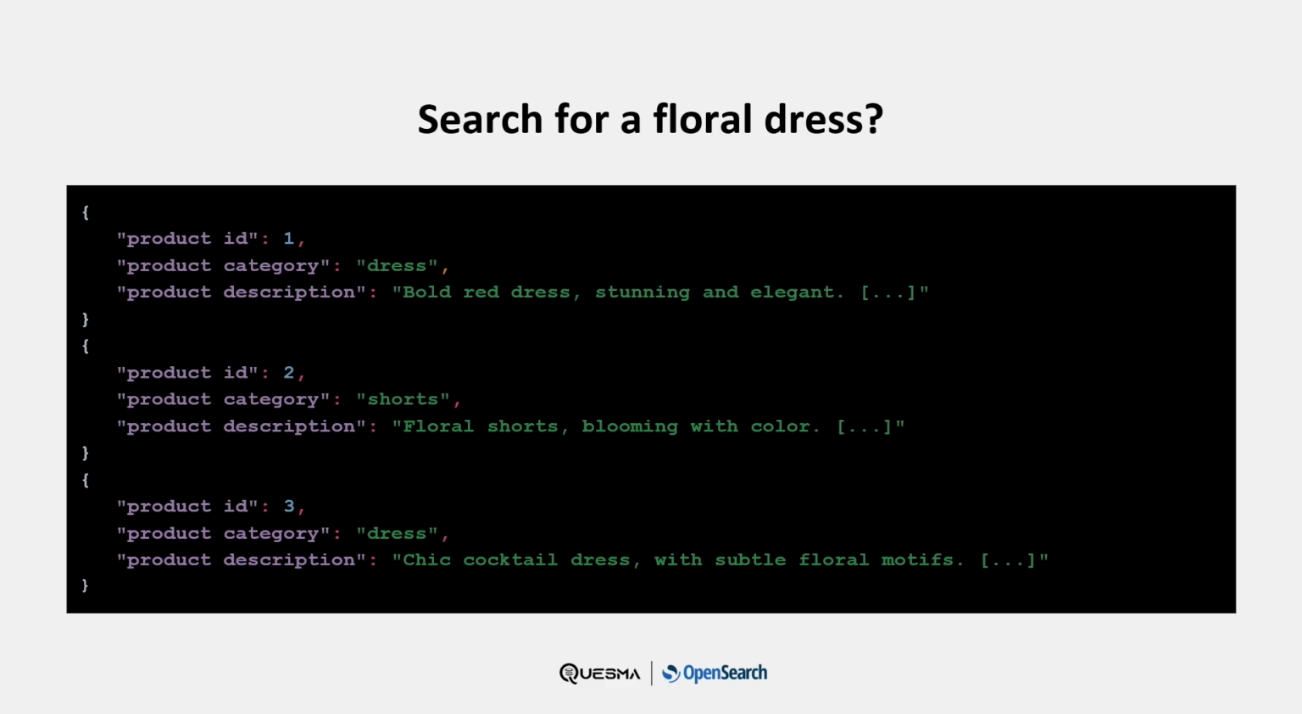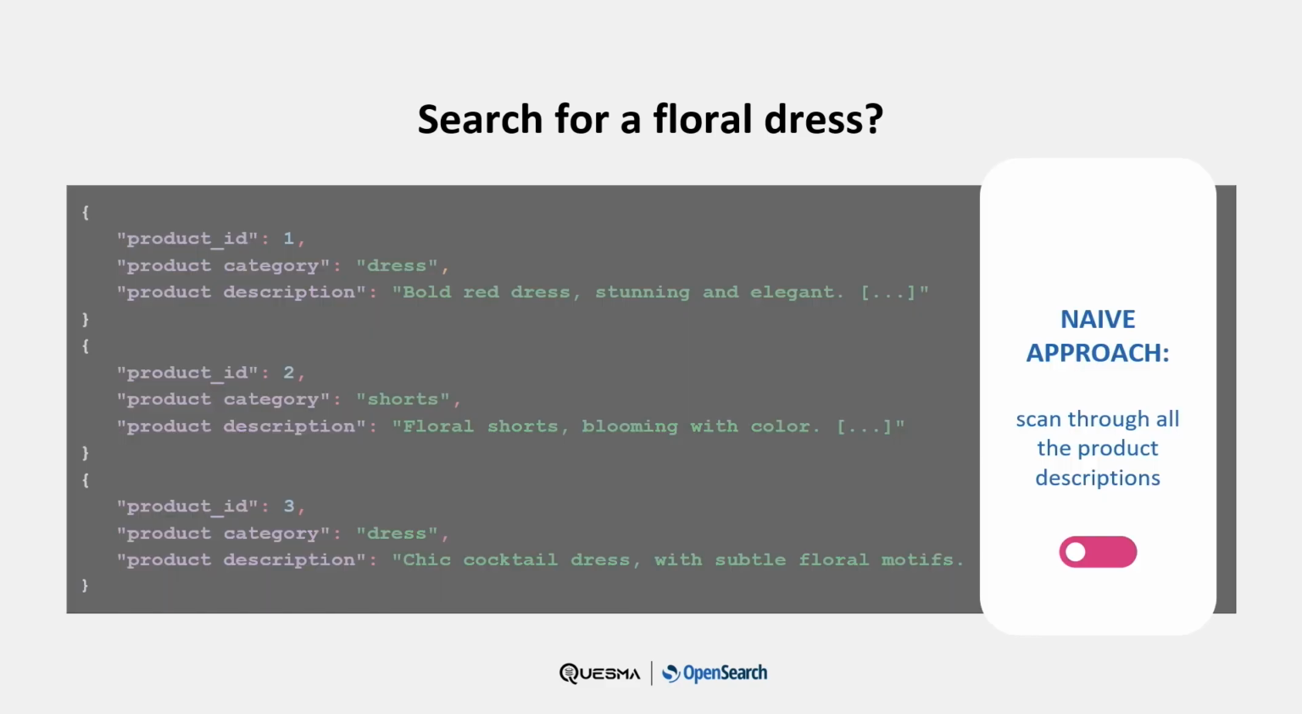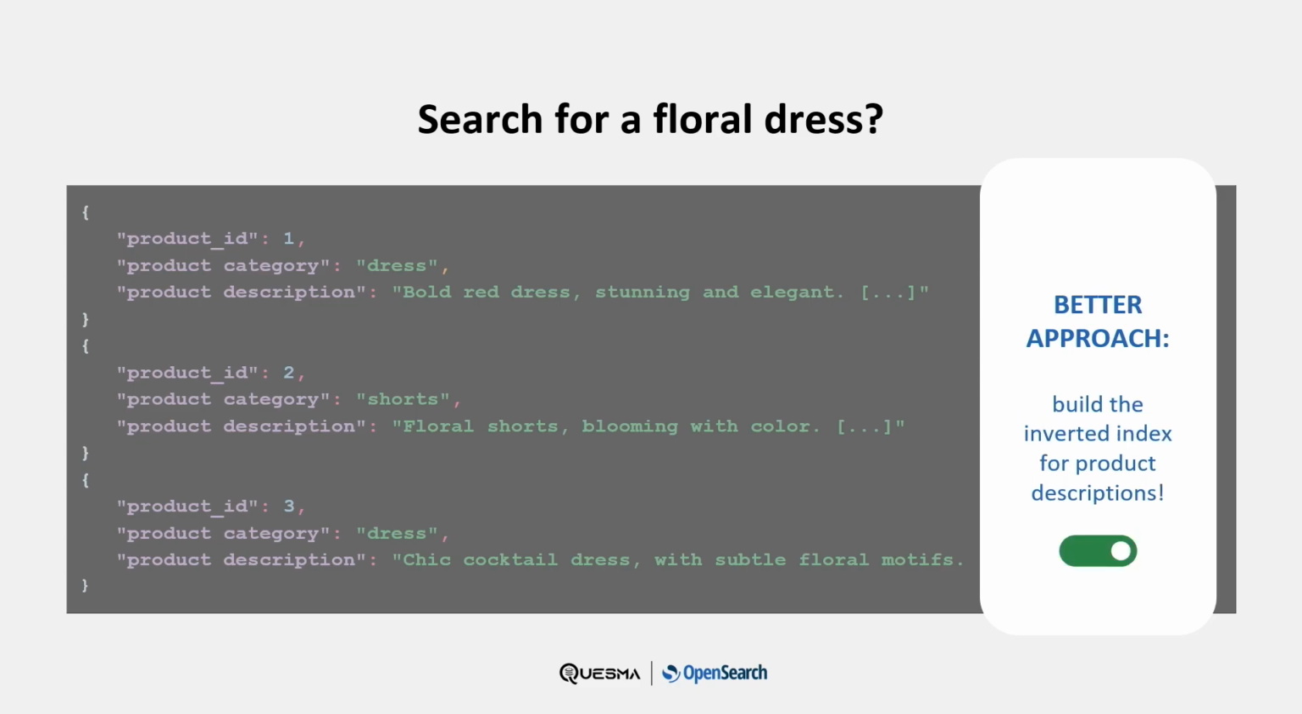So, by the way, I'm a father of a daughter, so there's a bias in my examples all the time. And yeah, a very naive approach, as I said before, would be just to iterate over the product descriptions and find the matches within those descriptions. Maybe we could take advantage of a product category, but still it's not going to be very effective. It actually won't scale very well beyond hundreds of thousands of documents, and that's the scale that we are looking at in this problem. So a better approach would be actually to build the inverted index for product descriptions.